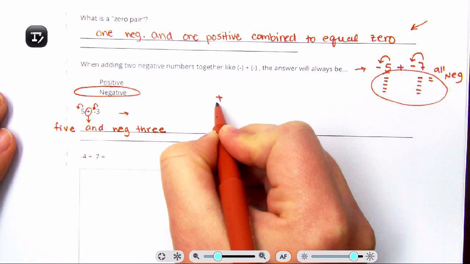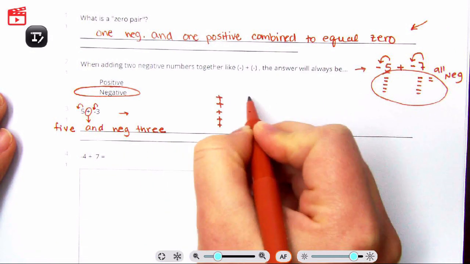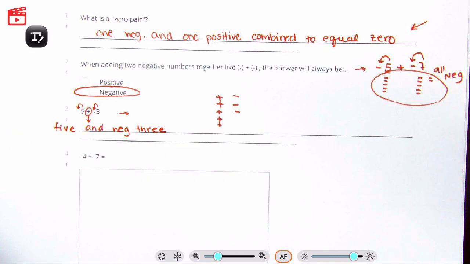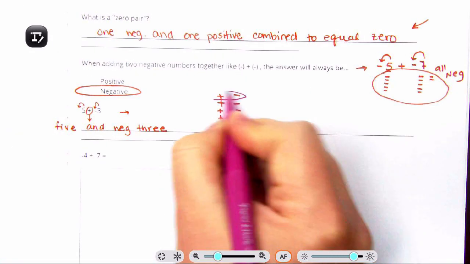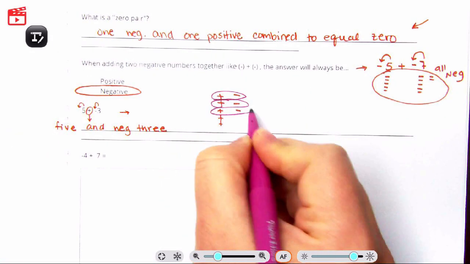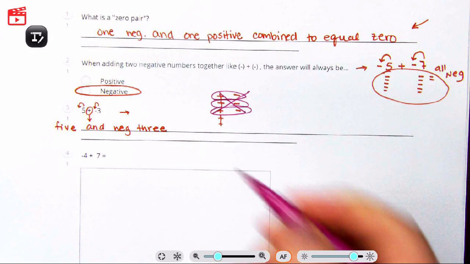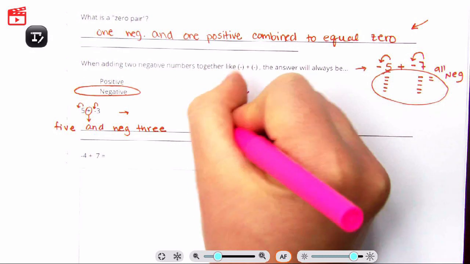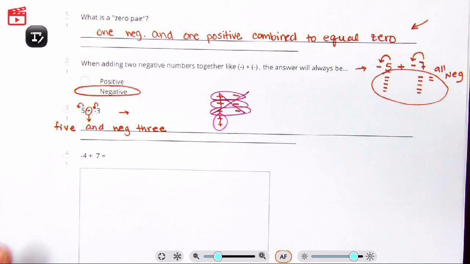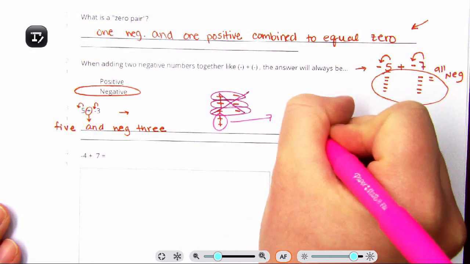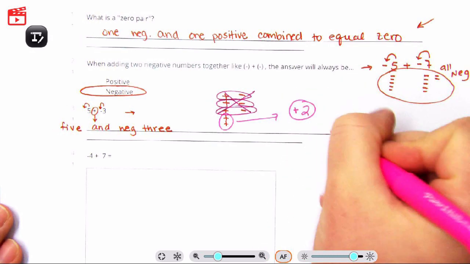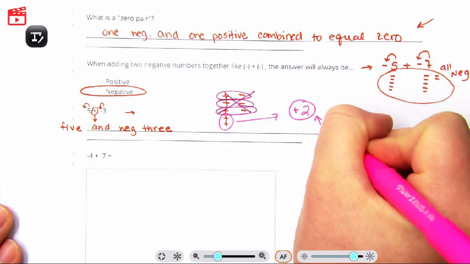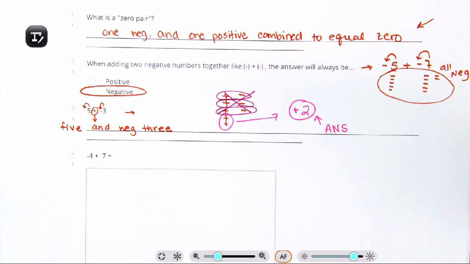Well, we have 5 positives. I have 3 negatives. I have 1 zero pair, 2 zero pairs, 3 zero pairs. That means those go away. What am I left over with? I am left over with 2. 2 what? 2 positives left over, and that's going to be your answer. You can put the plus in front of the 2 if you want. You don't have to. It is your choice.